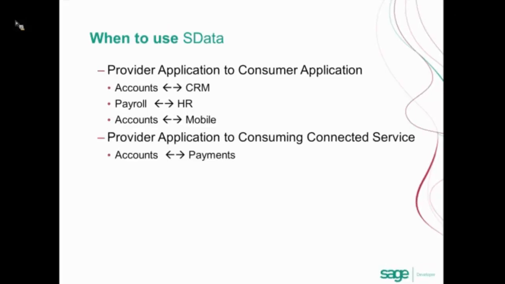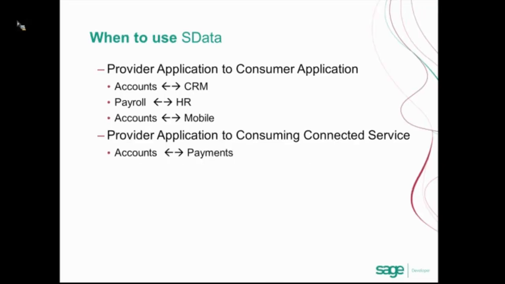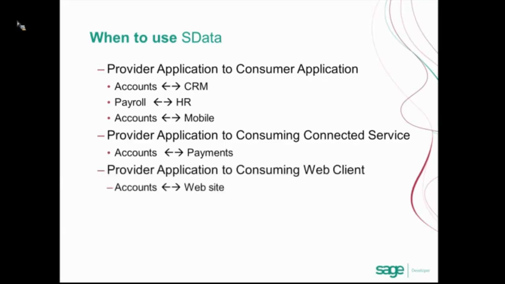You may also be providing data to a connected service. And connected services are part of Sage's forward strategy to broaden the offering to our customers. So, for example, an on-premise accounting application may be making data available to an online payment processing provider. It may also just be delivering data to a particular website. So an SData-enabled accounts application could be delivering data to a website that can consume SData. These could be Sage or non-Sage built websites, and there may even be things like eBay and commercial websites.